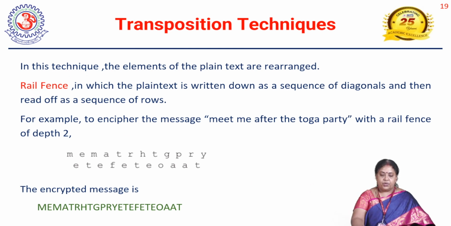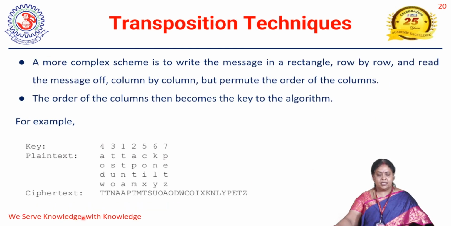Then we go for another one. In order to make this more complex, you are going to arrange the plain text in the form of a matrix, and we are going to take one key. For example, this is a message: attack postponed until 2 a.m. The remaining has to be filled with X Y Z, which we call padding. And we have taken the key. What is the key? 4312567. That means the first column should be given.